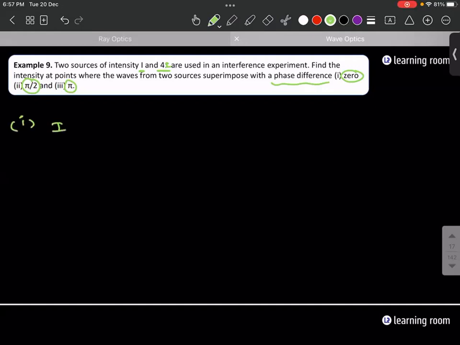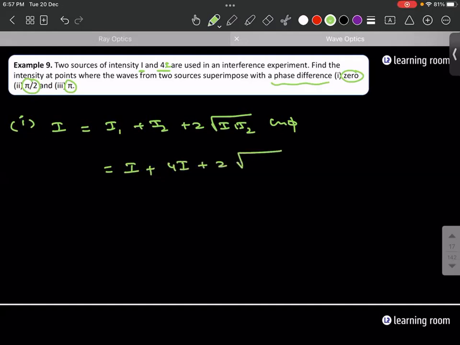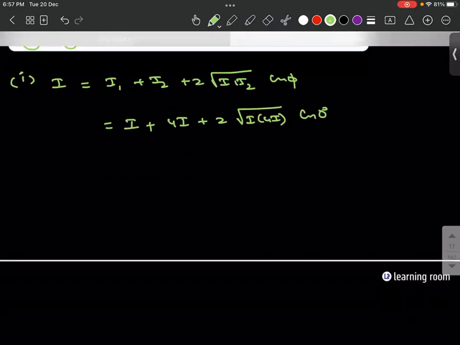Tell me the formula. Intensity of the resultant is equal to I1 plus I2 plus 2 times root of I1 I2 cos phi. What is the value of I1? I. What is the value of I2? It is 4I plus 2 times root of I into 4I into cos 0 degrees. So how much will be the answer? 4I plus 4I, 5I plus 4I, which is going to give us 9I.